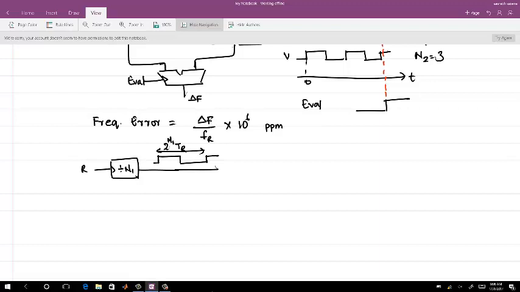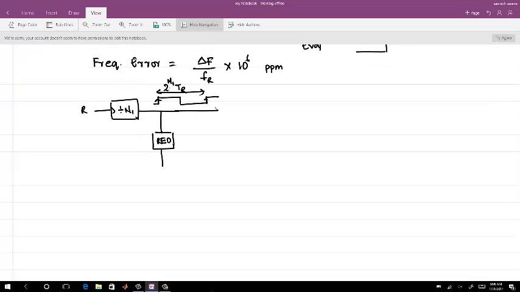Now I use these rising edges. I use another block, which is a rising edge detector, which gives me signals like this. It just gives a very short pulse whenever the rising edge on the input clock comes. So this is also 2 power N1 times TR. Now let's say you have another V signal here, and you have an N2 bit counter.